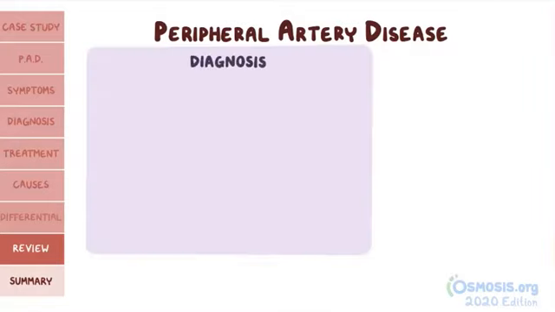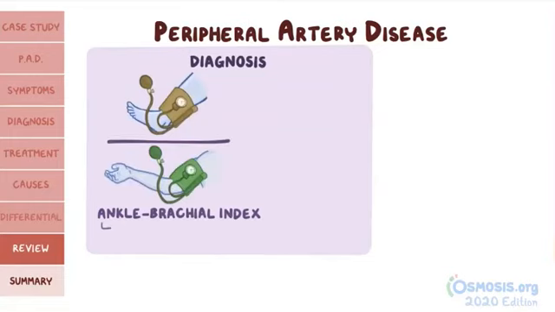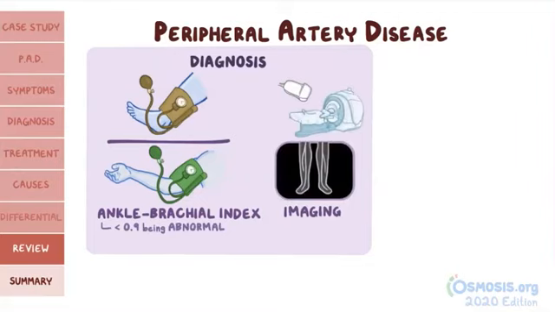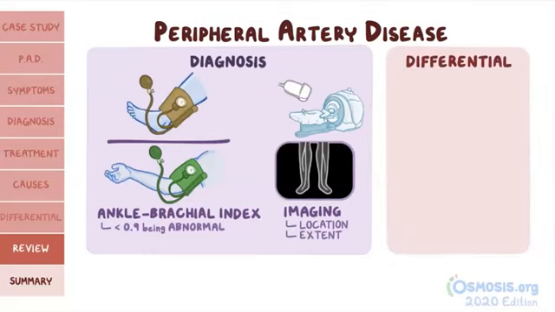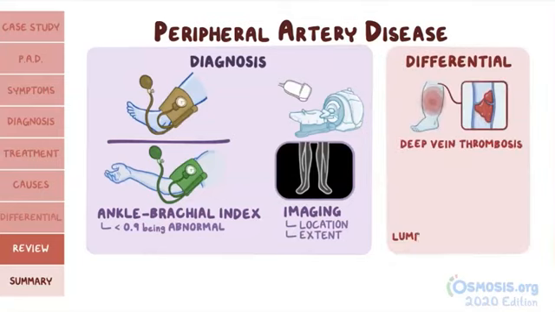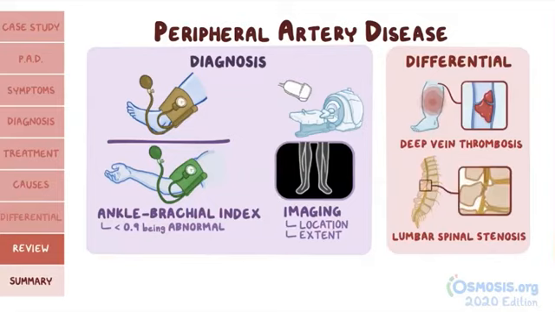The diagnosis is initially made by performing an ankle brachial index with an ABI less than 0.9 being abnormal. Imaging with ultrasound or CT angiography further determines the location and extent of arterial narrowing. Important differential diagnoses to consider include deep vein thrombosis and lumbar spinal stenosis.